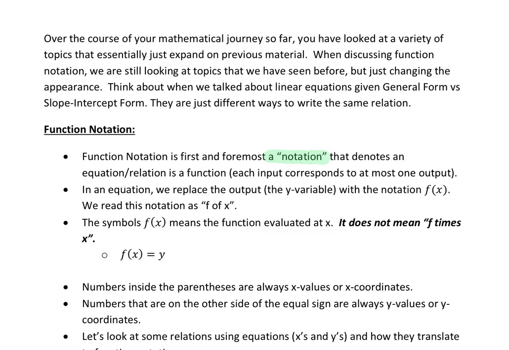In an equation, we have x's and y's, and so in order to write an equation in function notation, we are just going to replace the output, or the y variable, with the notation f of x. We read this as f of x. Now the symbols f of x means the function evaluated at x. And this is one of the biggest things that we have to worry about. It does not mean f times x. This is not multiplication.